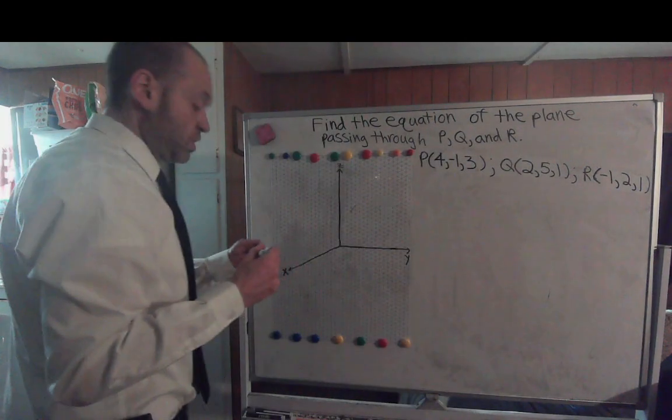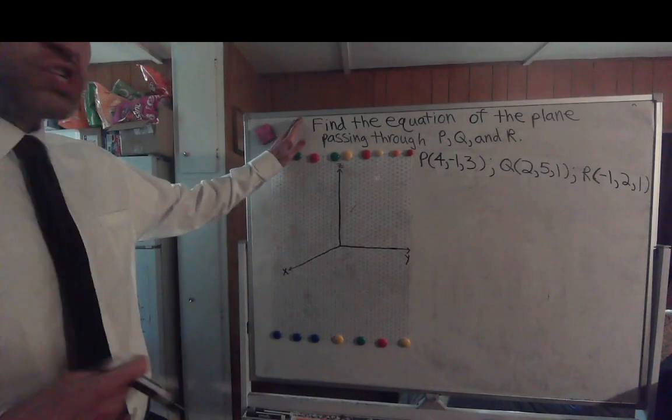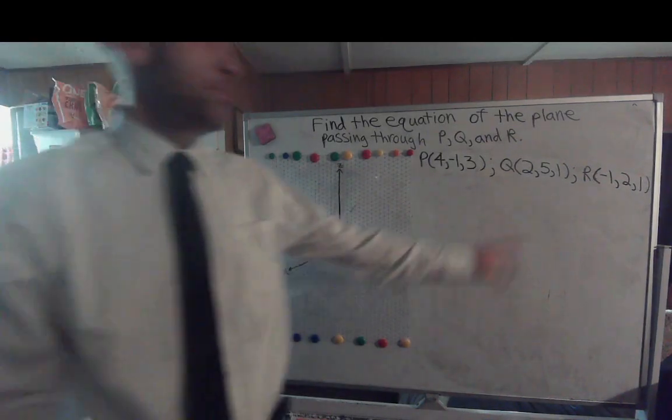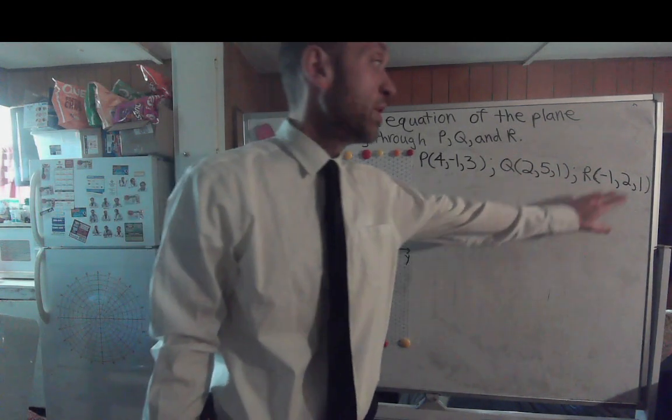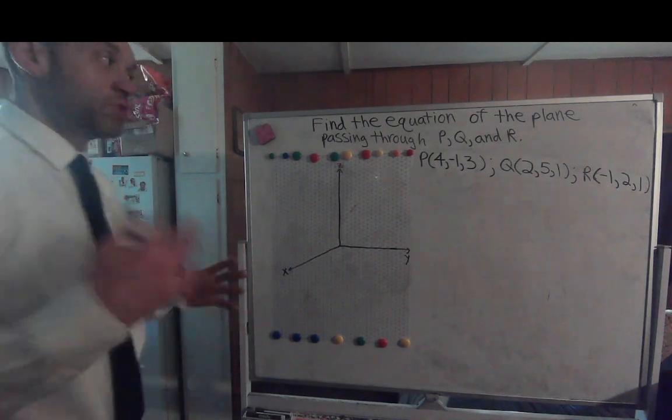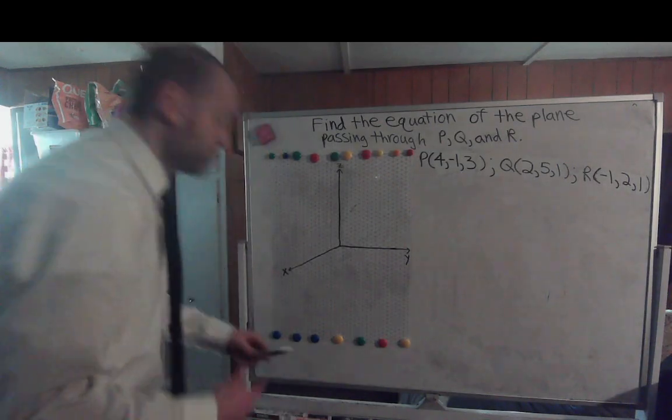All right, so we've got to find the equation of the plane that passes through point P at 4, negative 1, 3, point Q at 2, 5, 1, and point R at negative 1, 2, 1. Why don't we again go ahead and plot this for illustration purposes.